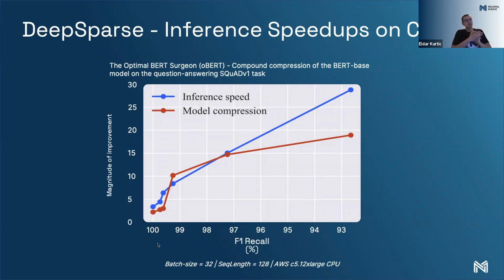One thing that I would also like to point out here is that these results are from a few months ago, and they're already outdated because we are actively improving our pruning pipeline. So you can go now to our SparseZoo and find models which have even better performance than the models that we are showing here.